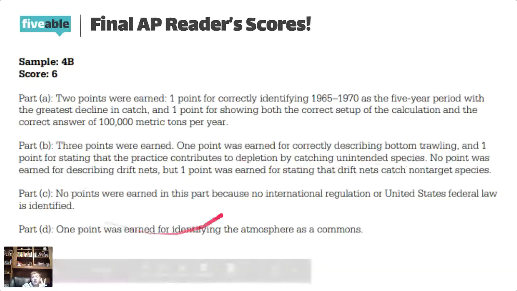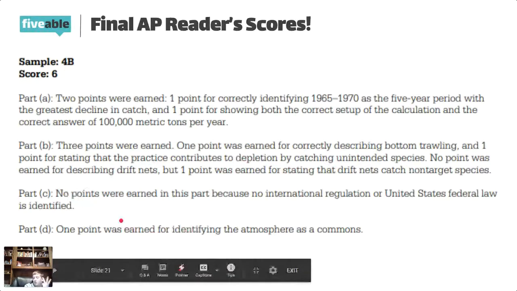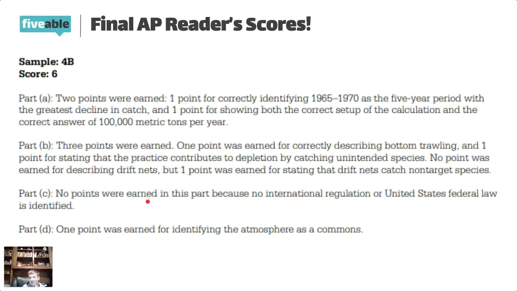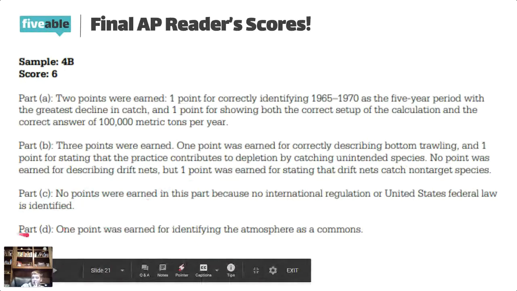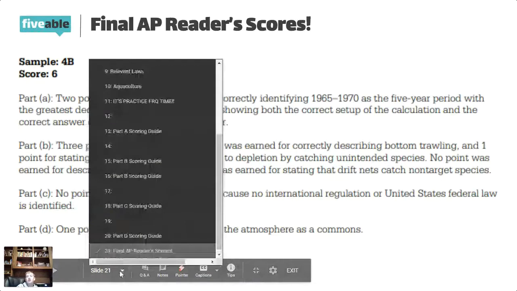But then we said that we didn't describe drift nets well enough in Part B. Boom, we said that. In Part C, no points were earned because no actual law was identified. Sounds like something we said together. Then Part D, 1 point was earned for identifying the atmosphere as a commons. That's what we said. I think we're doing a pretty good job.